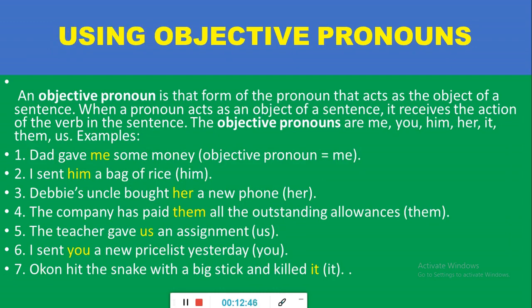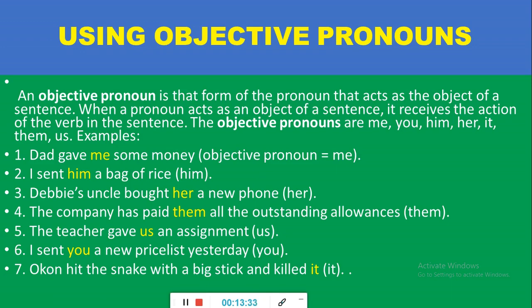An objective pronoun is that form of the pronoun that acts as the object of a sentence. When a pronoun acts as an object of a sentence, it receives the action of the verb in the sentence. The objective pronouns are me, you, him, her, it, them, us. Let's look at examples of how to use objective pronouns in meaningful English sentences. Sentence number 1, Dad gave me some money. The objective pronoun here is me because me is the receiver of the money, receiver of the action of that giving. All right. Sentence 2, I sent him a bag of rice.